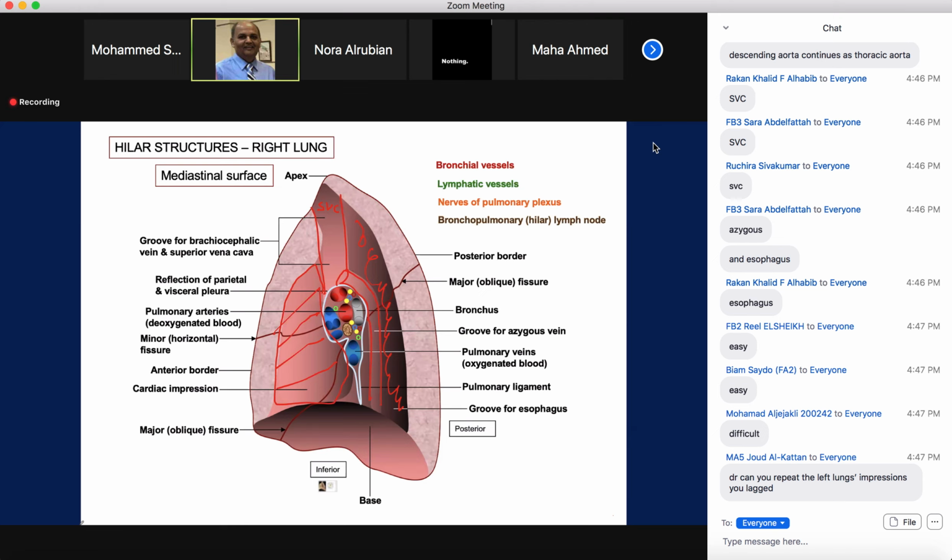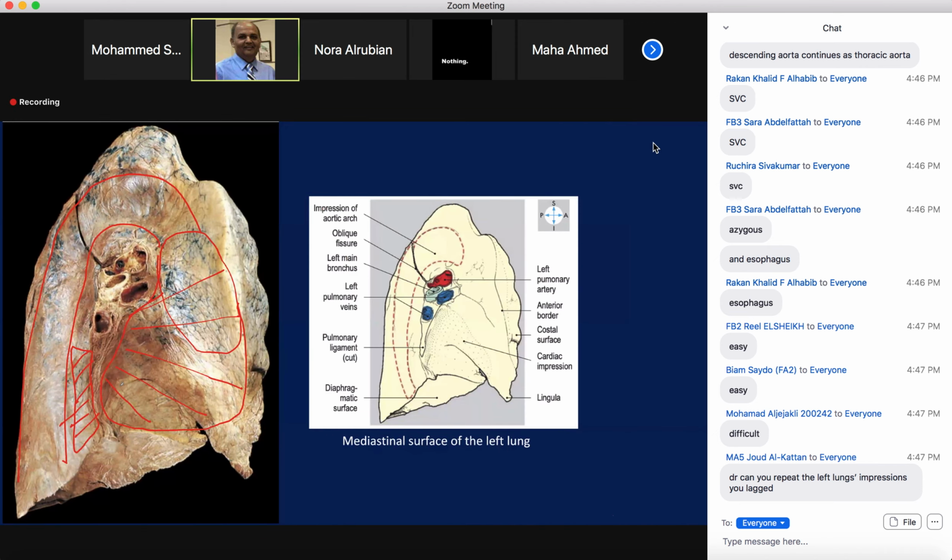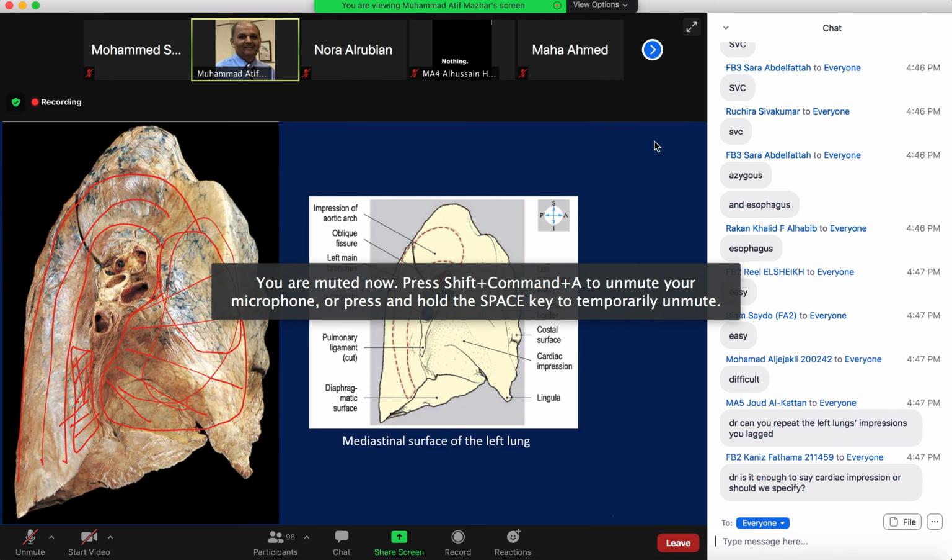You lagged. I know my system was saying I was lagging. So now, see it here. I'm doing it again for you. So this whole big area is for the heart. This is the arch of the aorta. This becomes the descending aorta. And this area is for the esophagus. Are you clear now?